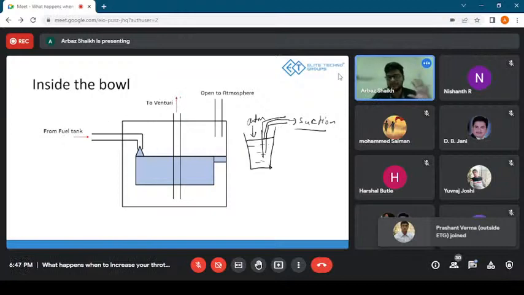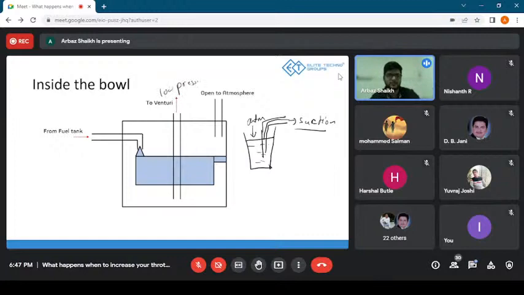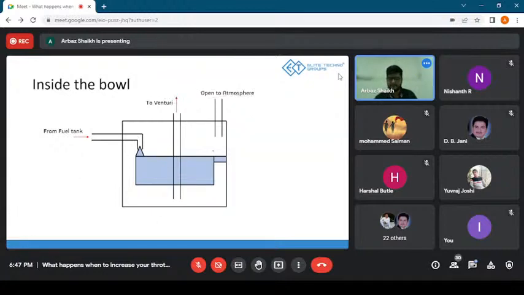Somehow in the venturi, and I'm not going to talk right now about how, there is going to be low pressure. Because there's low pressure over here and there's atmospheric pressure acting on the liquid through this opening to the atmosphere, this atmospheric pressure will push the fuel upwards into the venturi. And that is why we need the opening to the atmosphere. Is that clear, everybody? Yes, sir.